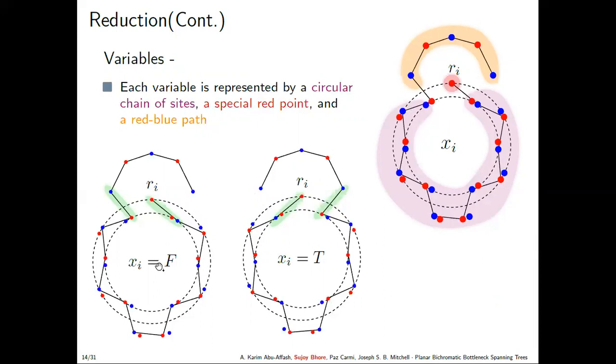So for this particular variable xi, as we can see, if Ri is connected to this blue point instead of this one, then this chain above Ri will be connected to this red point, which will together enforce some propagation throughout this chain. We call it a false assignment if Ri is matched or connected with this blue point, and then if Ri is connected with this blue point, then we'll be calling it a truth assignment.